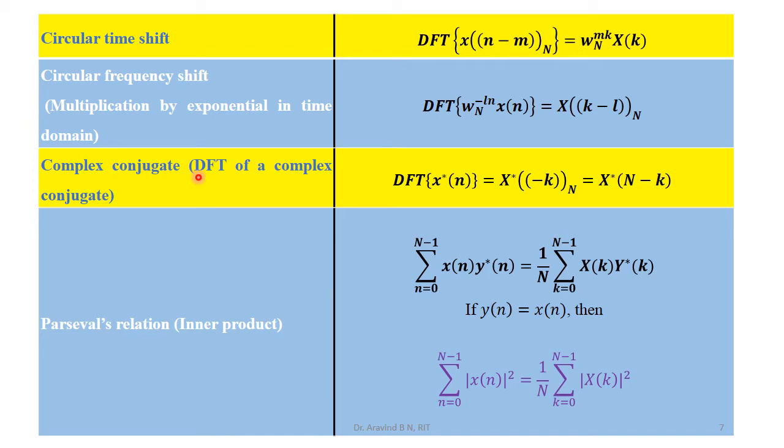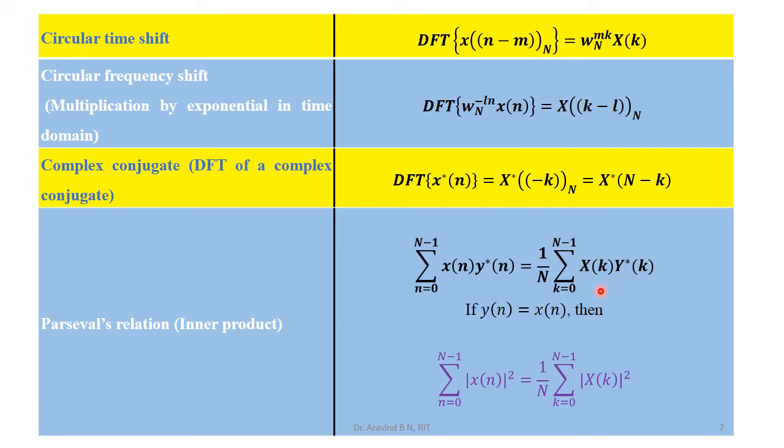Complex conjugate, also known as DFT of a complex conjugate, DFT of x conjugate of n is equal to X conjugate of minus k with respect to N, that is equal to X conjugate of N minus k. The last one, Parseval's relation, also known as the inner product, given by summation n is equal to 0 to N minus 1 x of n y conjugate of n is equal to 1 by N summation k is equal to 0 to N minus 1 X of k Y conjugate of k.